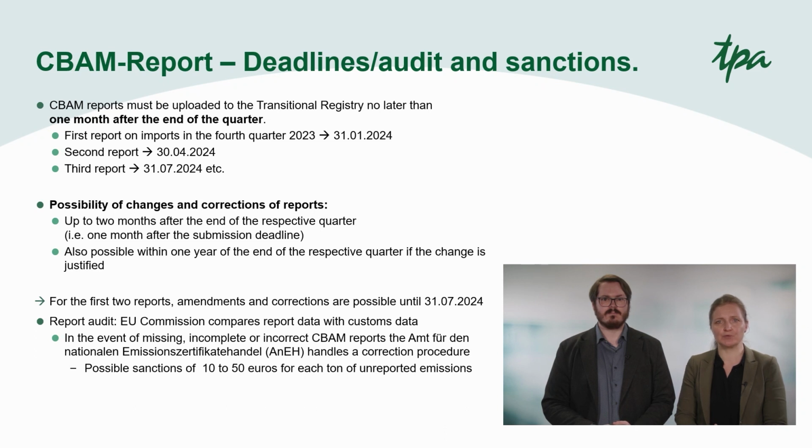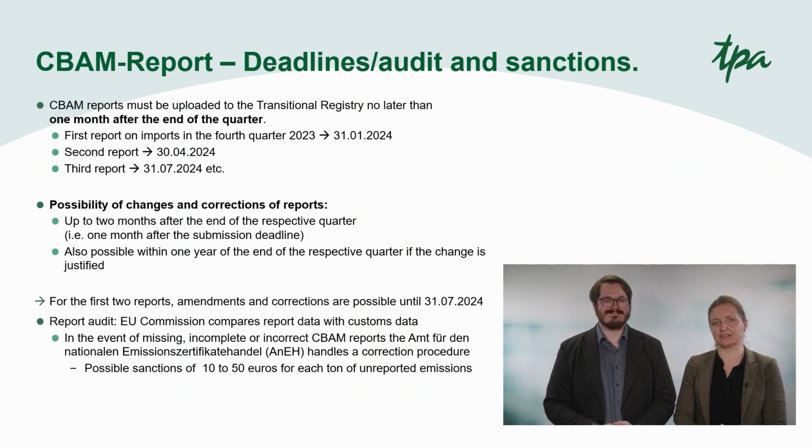The uploaded CBAM reports are subject to an audit. The European Commission compares the customs data with the reports, and in the event of missing, incomplete or incorrect CBAM reports, a correction procedure is initiated, which is handled by the National Amt für den Nationalen Emissionszertifikatehandel, integrated in the Austrian Customs Office. This national authority has the possibility to impose sanctions in case of non-submission of the CBAM report or in case of an incorrect or incomplete CBAM report, which can amount between 10 and 50 euros for each ton of unreported greenhouse gas emissions.